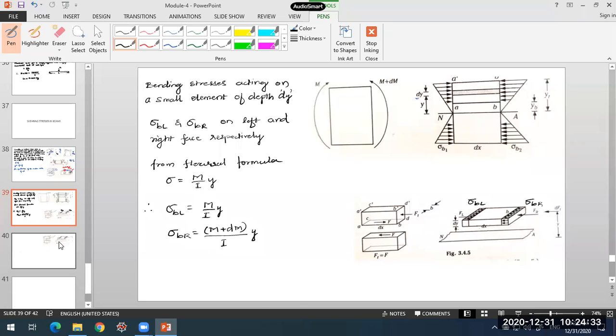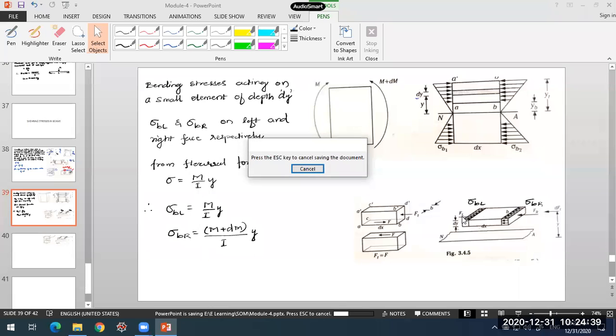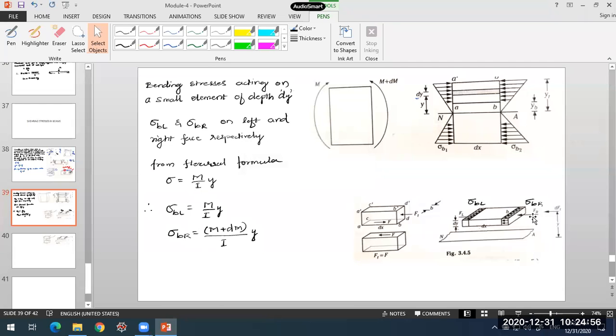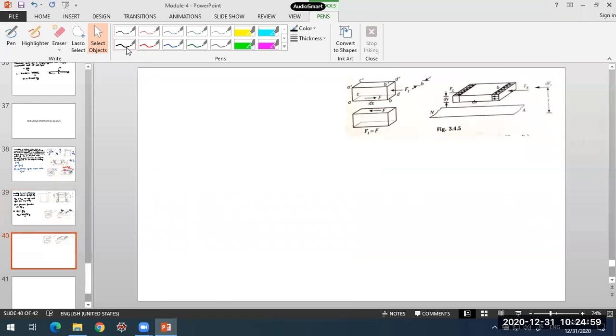Now coming to the forces. What about the forces FL and FR shown in this figure? These are the forces acting on the left and right face. Just like F1 and F2 in the first part, here the forces are FL and FR: left side face FL, right side face FR. Now how to determine these forces? The forces acting on the two faces, left face and right face, due to bending stresses.